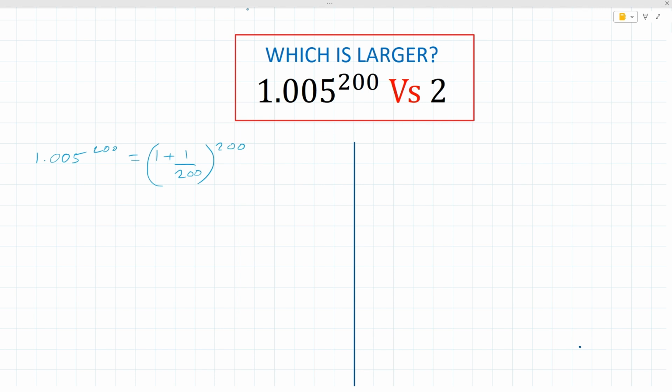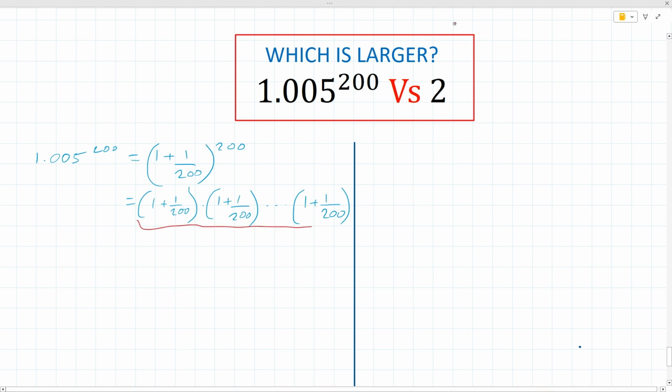200. And if we think about what this expansion looks like, it looks like (1 + 1/200) times itself, times (1 + 1/200) times itself, dot, dot, dot, times itself, (1 + 1/200). And we're going to do this 200 times. So we have 200 of these. And on the right hand side we have the number 2.